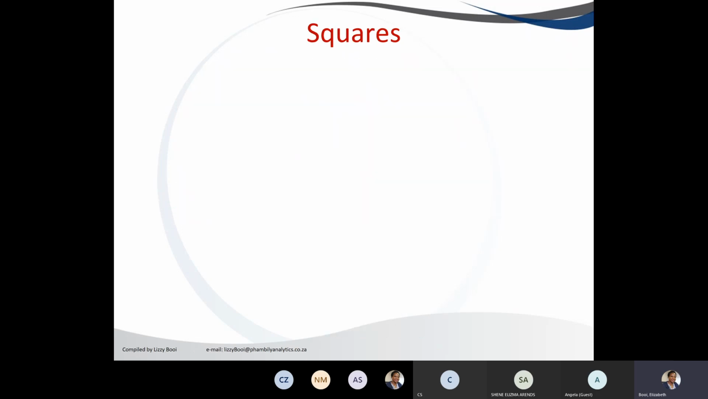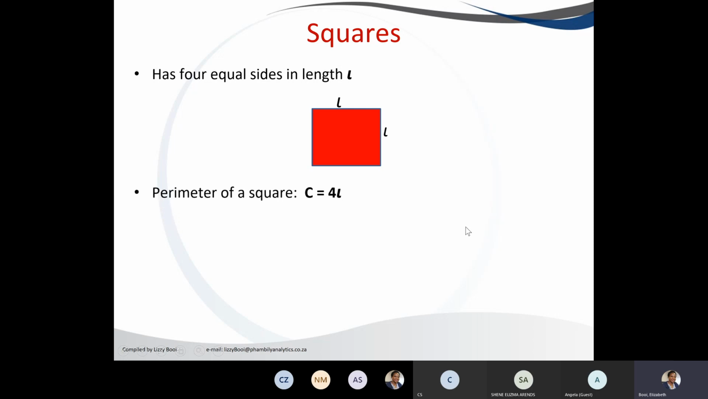Calculating the perimeter of a square, we know that a square has 4 equal sides, which looks like this, has 4 lengths. This side, and this side, and this side, and this side, they are the same. To calculate the perimeter, we can use the formula C equals 4L, which is 4 times the L. So if this is 4 centimeters, it means it's 4 centimeters times 4 because there are 4 sides. Or we can just say L plus L plus L plus L, which will still give us the same.